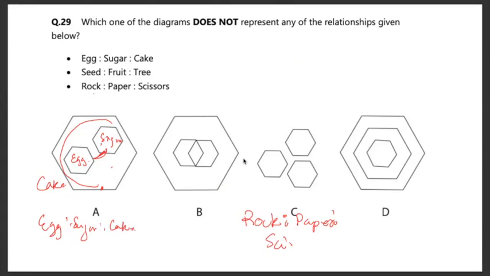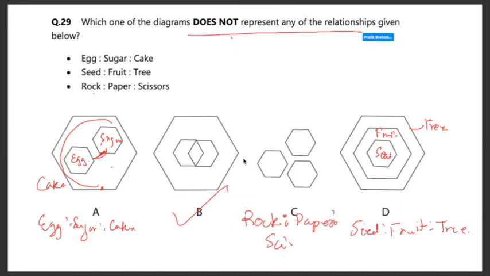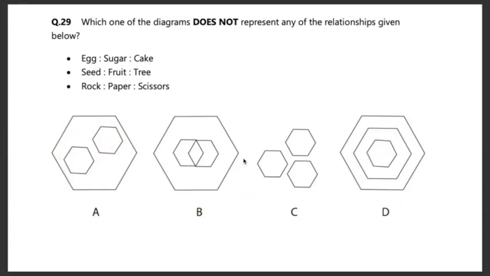Now seed, fruit, and tree is what this is. This is seed, this is fruit, and this is tree. Seed and fruit are a part of the tree. Fruit is a part of seed, and seed is on its own. So D is a part. So this is seed, fruit, and tree. So B is the only one which does not represent any of the relationships.